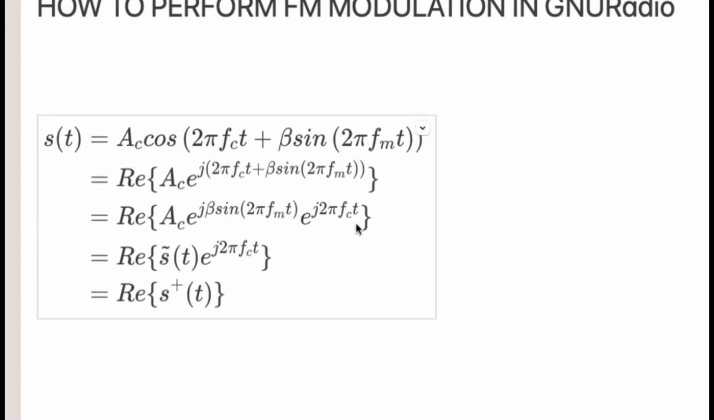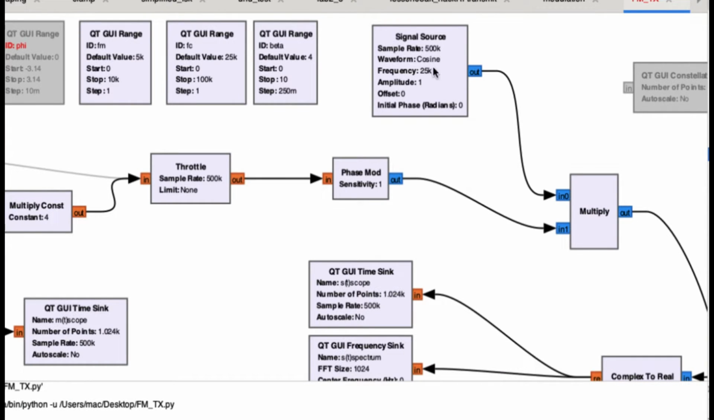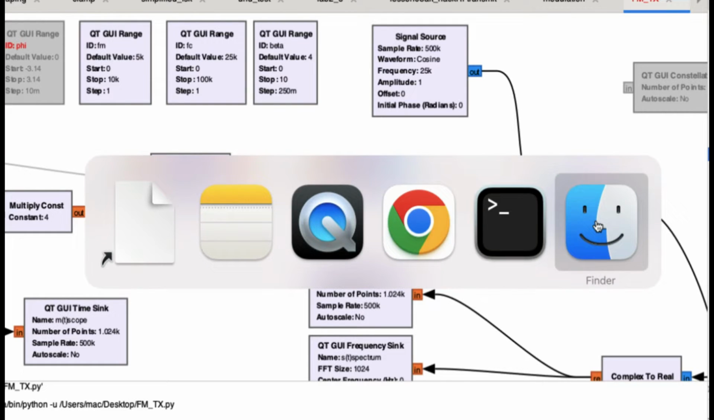Now if you look at it, your carrier signal is actually a cosine signal. So I'm multiplying it by a cosine signal. So you have an in phase and quadrature. Quadrature is coming through here, and I'm simply multiplying this with a multiplier block here.